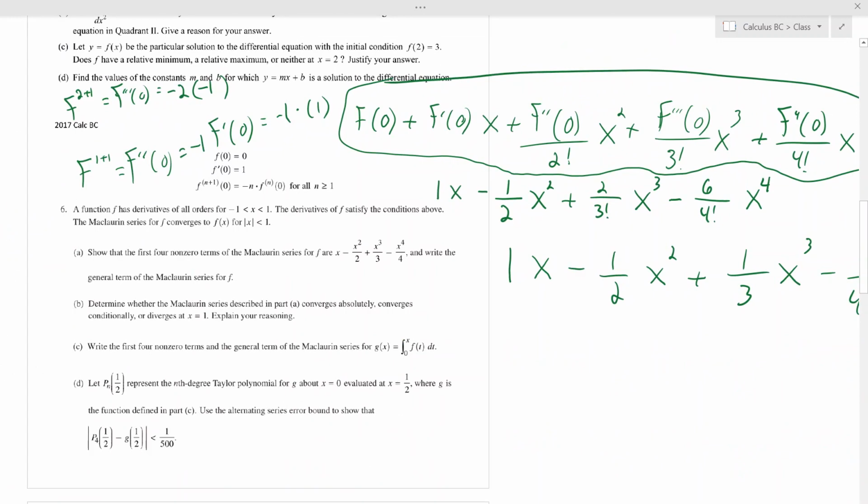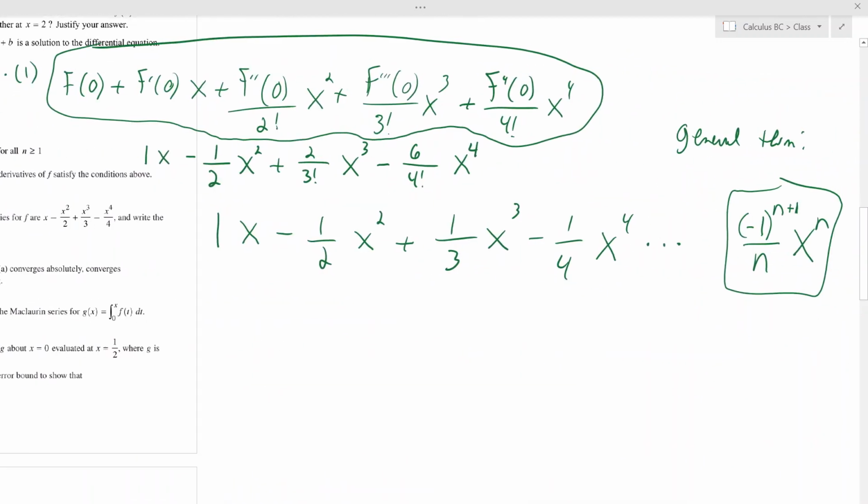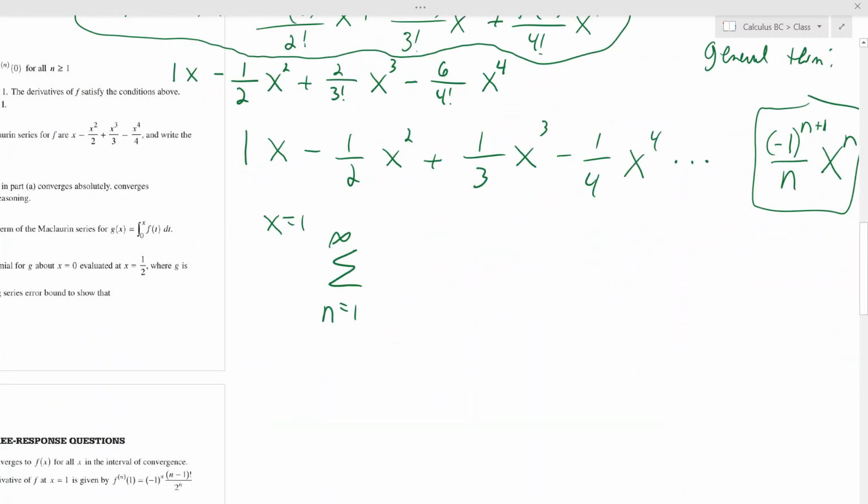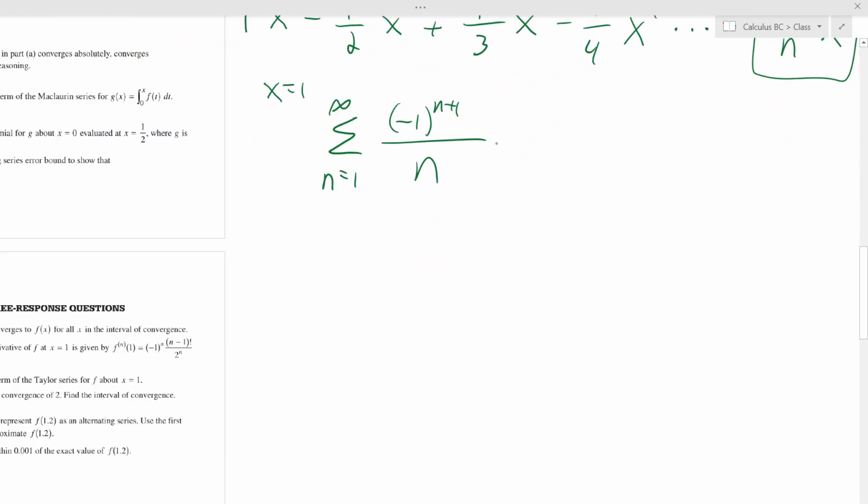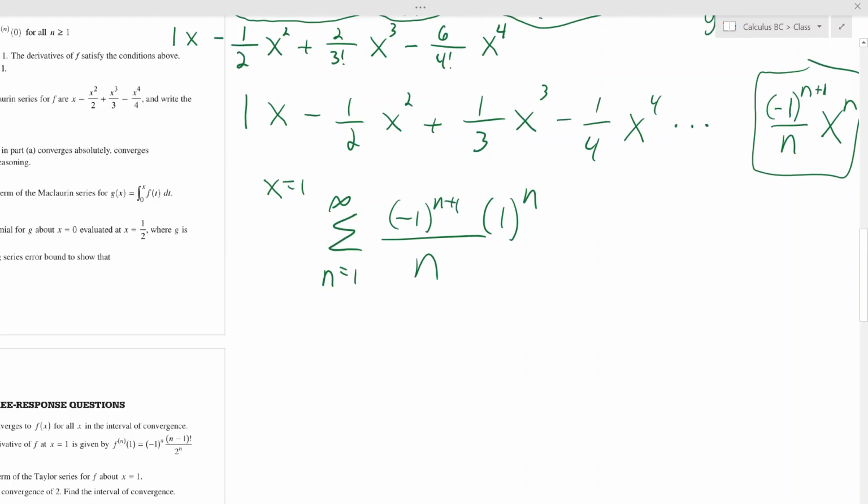We're feeling good. Determine if it converges at 1. So the series we're looking at then is the summation starting at 1 to infinity, if x equals 1, negative 1 to the n plus 1 over n. And there's an x in there, but x is becoming 1, so that basically just goes away. So if x equals 1, that's what that series is.